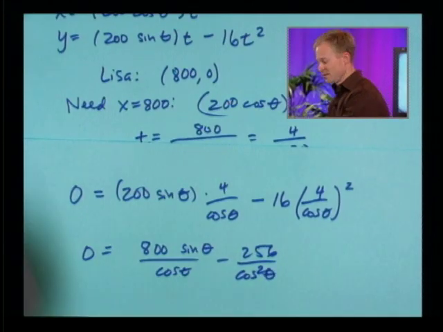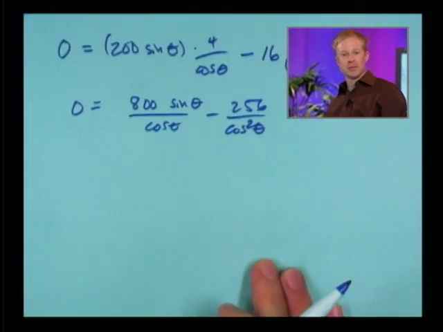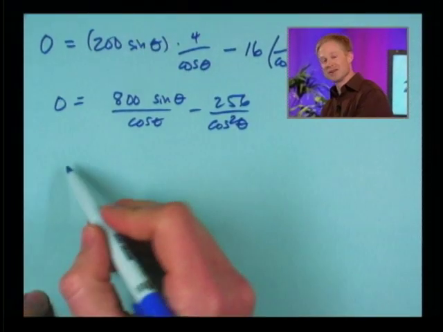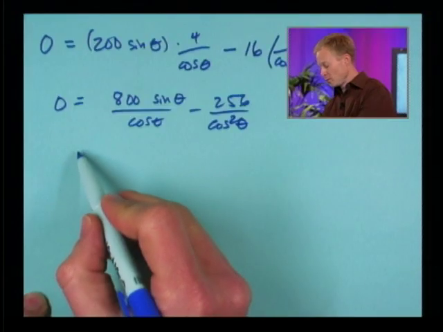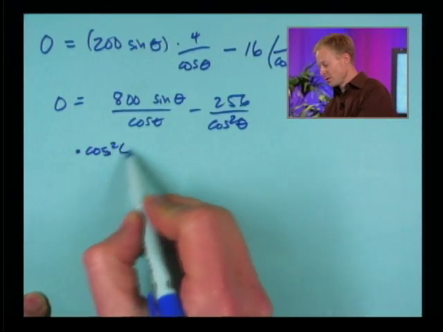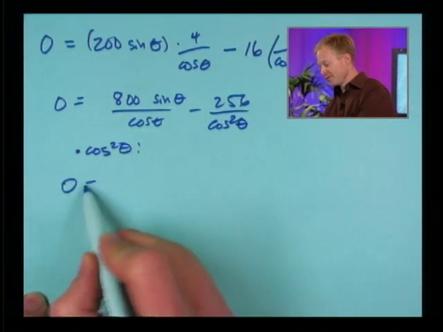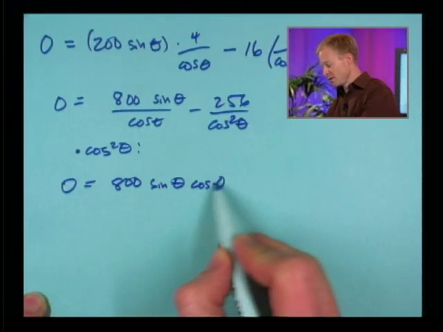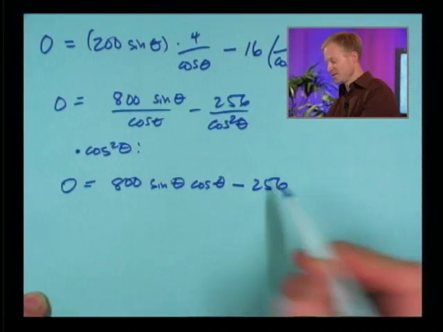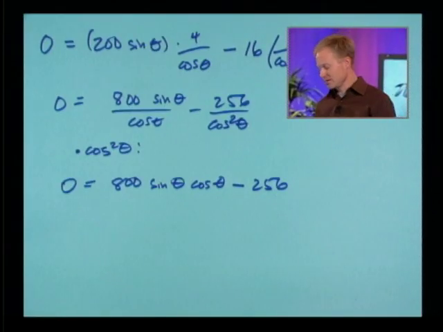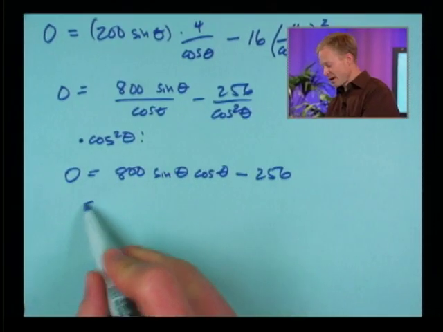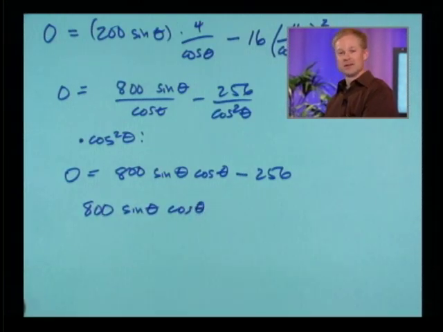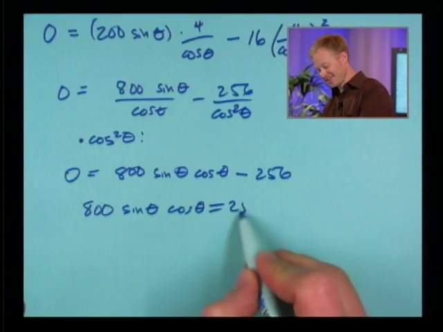We're going to actually solve this and see what kind of number we get. So a little trick here, a little algebra practice. I'm going to multiply both sides by cosine squared. So multiply by cosine squared, and that will create 0 on the left, 800 sine theta cosine theta on the right, minus 256. All right, it's getting a little easier. Let's see what we have left. I have 800 sine theta cosine theta, little trig for you, equals 256.